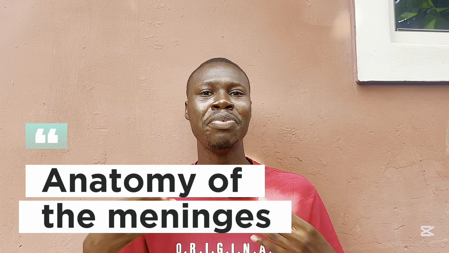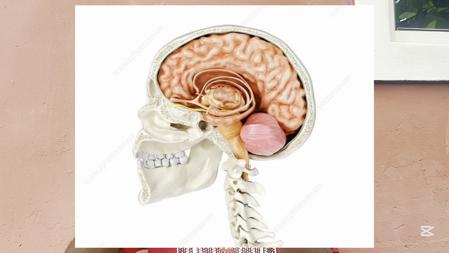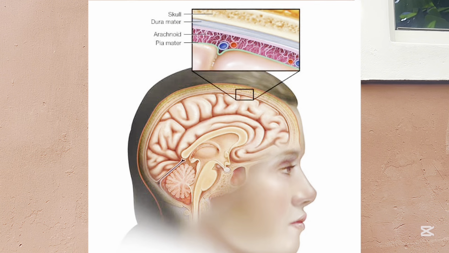As we all know, the brain is very delicate, and to that effect, it needs extra protection. That's why we have it up there inside the skull. And inside the skull, it also has three layers of tissues that protect it, cushion it, protect it from infection, and also protect it from trauma. So these three layers of tissues are referred to as the meninges.